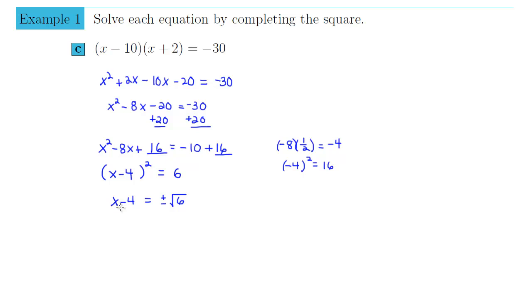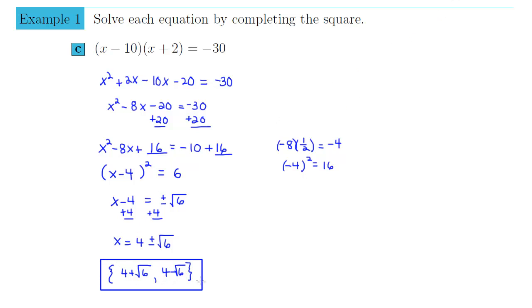We finish by solving for x, and in doing so that means we're going to add 4 to both sides. That'll isolate our x on the left. So we have x equals 4 plus or minus the square root of 6. Those two answers solve our original quadratic equation. That is 4 plus the square root of 6 and 4 minus the square root of 6. This completes example 1c.